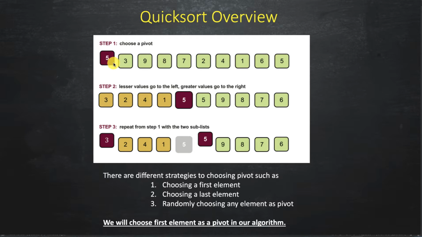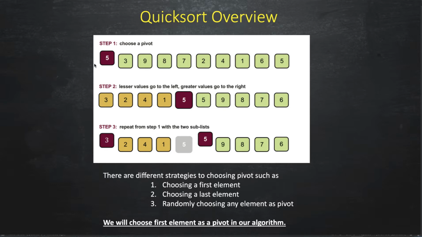So for example, this is the array that we want to sort. So initially we'll choose first element as a pivot. There are different strategies in choosing a pivot. For example, you can choose first element as a pivot, as we are doing in our case. You can also choose a last element as a pivot, or you can also randomly choose any other element as a pivot. When we look at the efficiency of Quicksort, we'll talk more about this again.